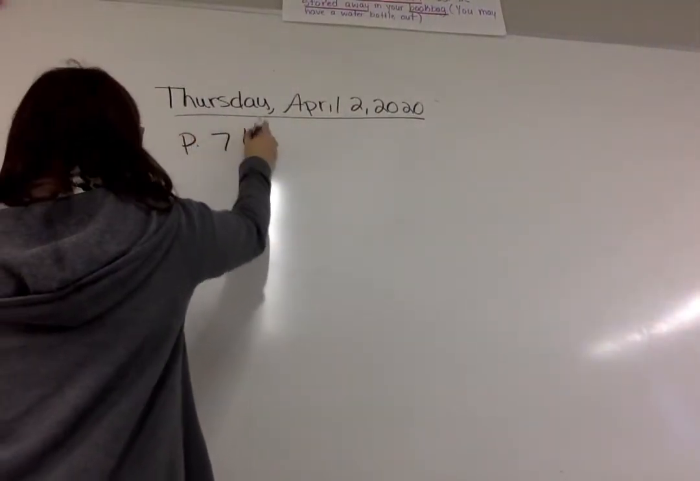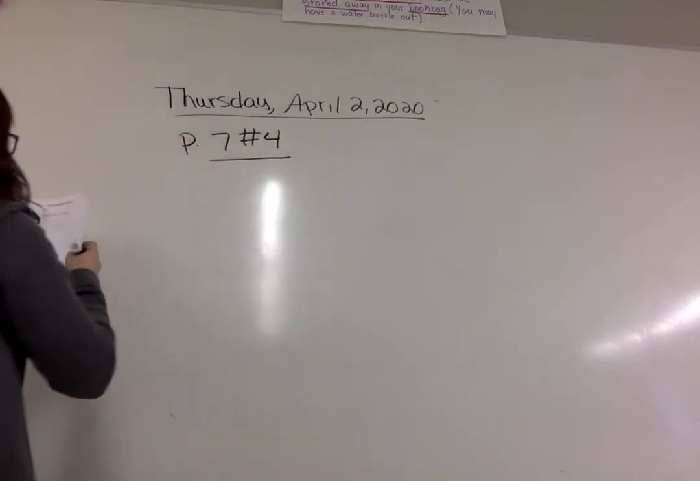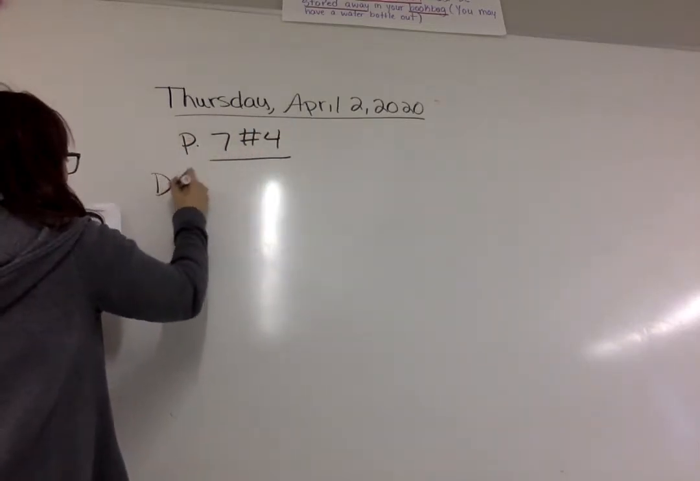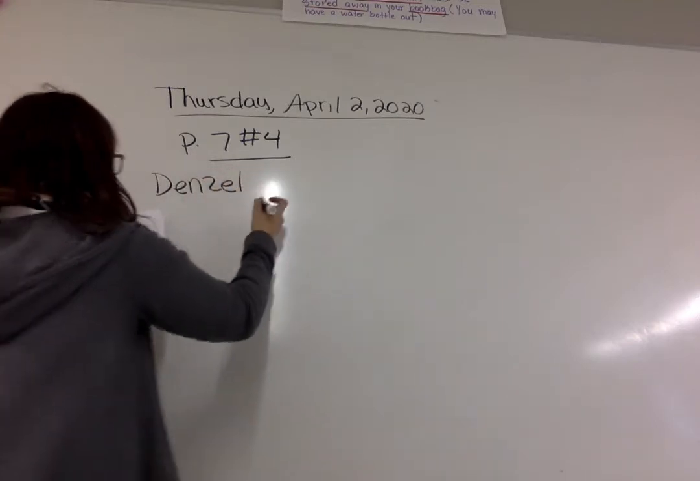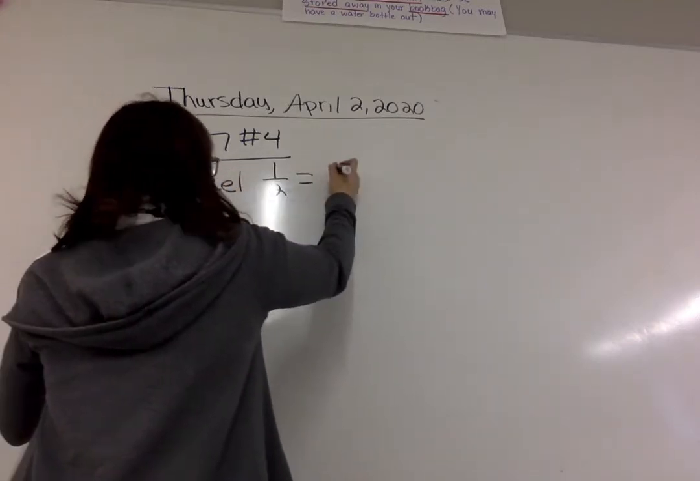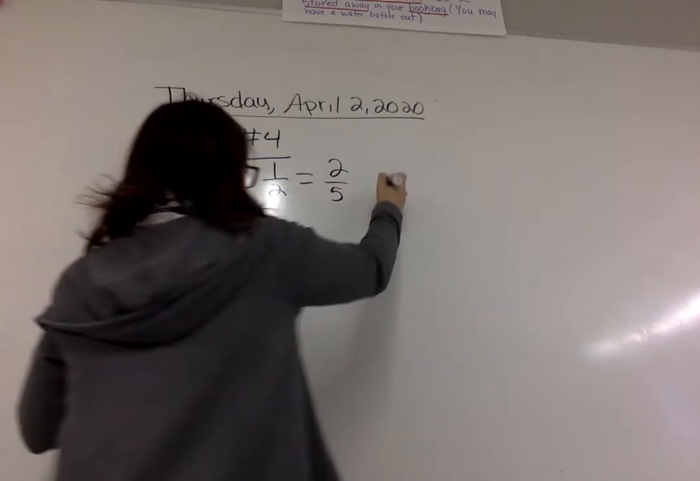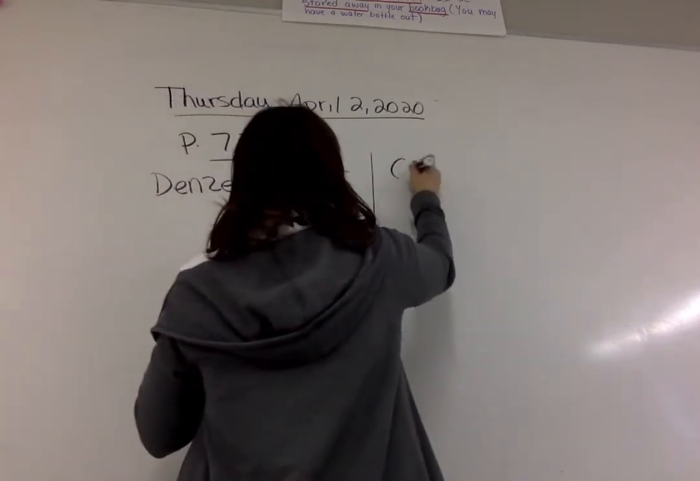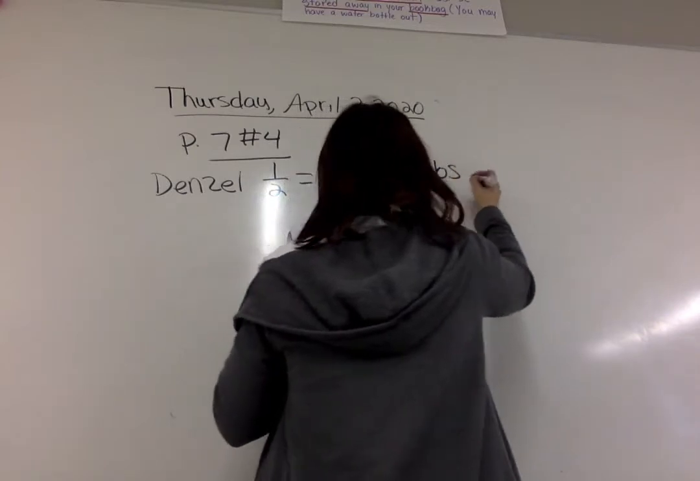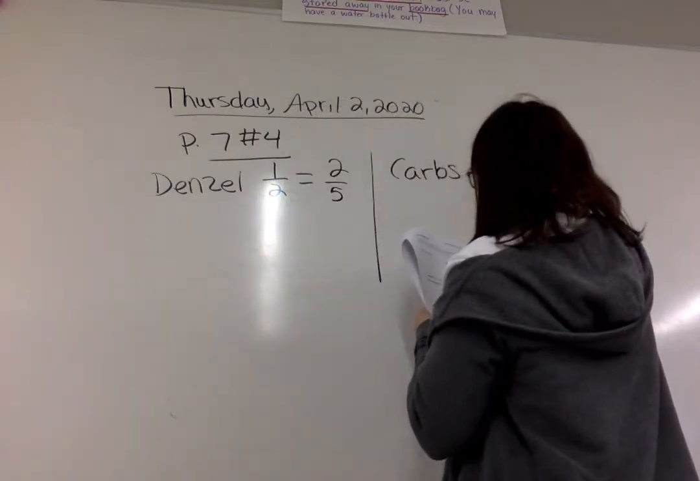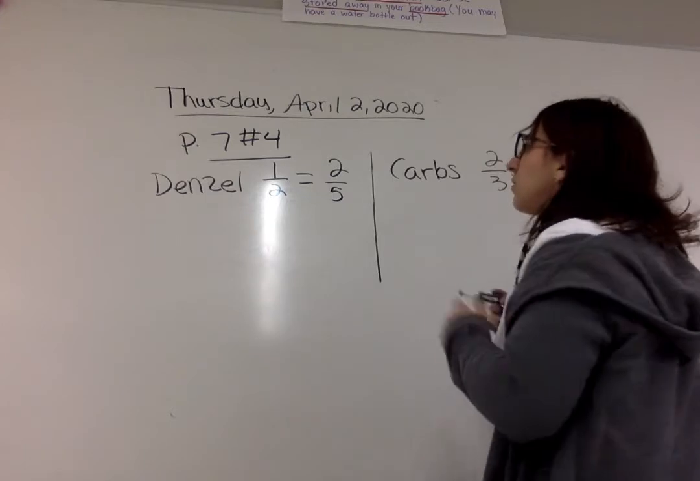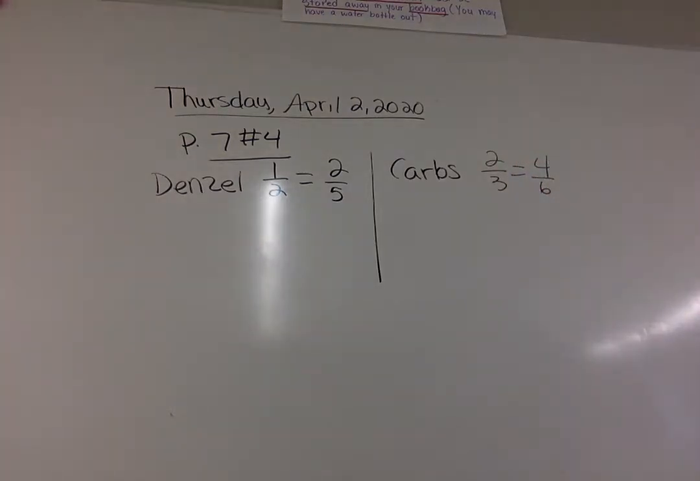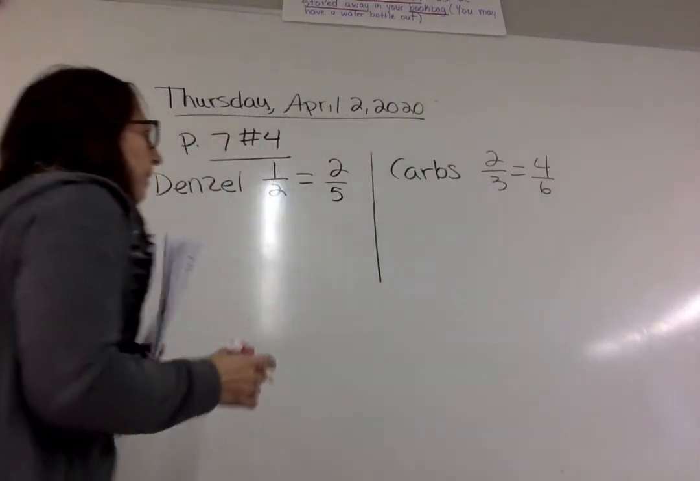Page 7, problem number 4. Okay, we have 2 people here. Denzel is saying that 1/2 is equal to 2/5. And then we have Carlos, who says that 2/3 is equal to 4/6. We need to figure out who is correct. Is Denzel correct, or is Carlos correct, or are neither of them correct? So let's figure this out, okay?